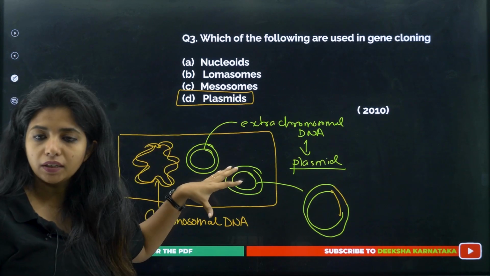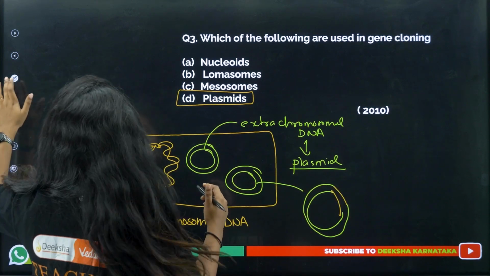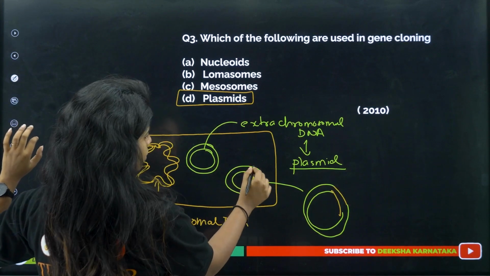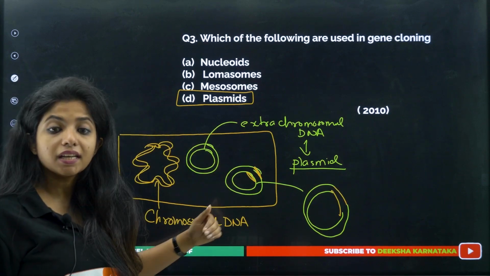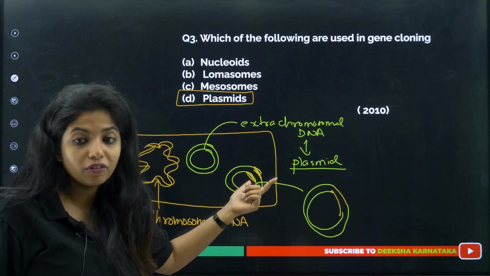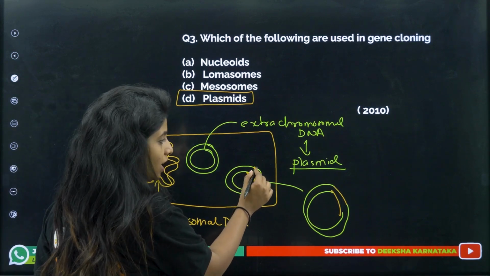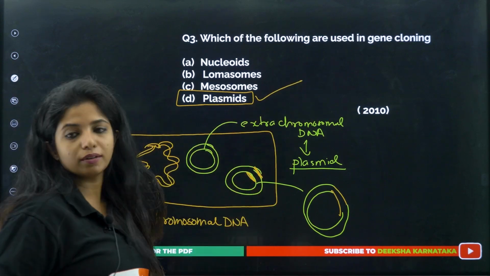Plasmid also gets replicated. So if I had the gene of interest and I'm putting it back in the bacteria, the plasmid will anyways replicate and increase its number. So in a way, am I not cloning my gene of interest also? This is the gene of interest and I am making multiple copies of it. So the answer for this question becomes plasmid.